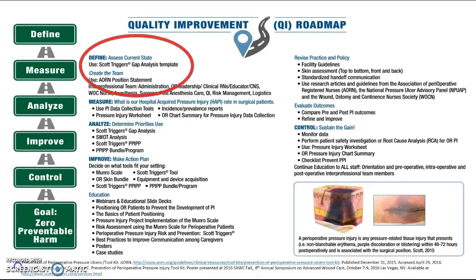Now, the first step in the quality process is to define the problem. This poster is available on my website, and it crosswalks the Six Sigma quality model, DMAIC, Define, Measure, Analyze, Improve, and Control, with the components of the new AORN toolkit. The first step is to define the problem or assess the current state. The Scott-Triggers gap analysis template allows you to perform a self-assessment of your environment and the systems that may become barriers to safe patient care.